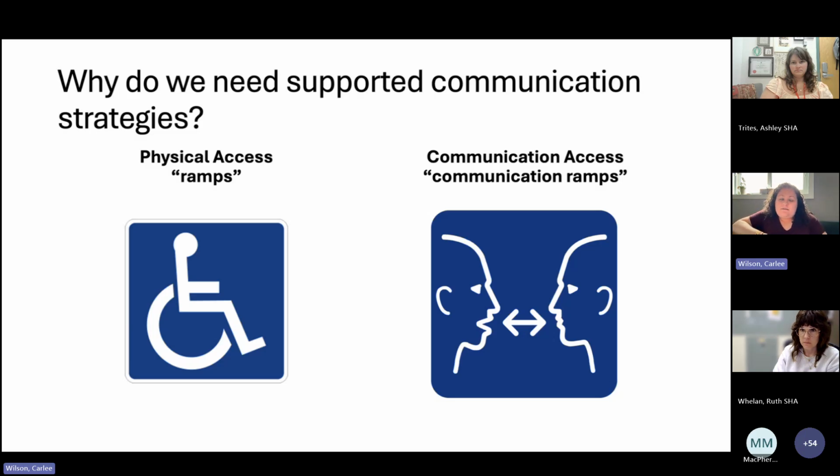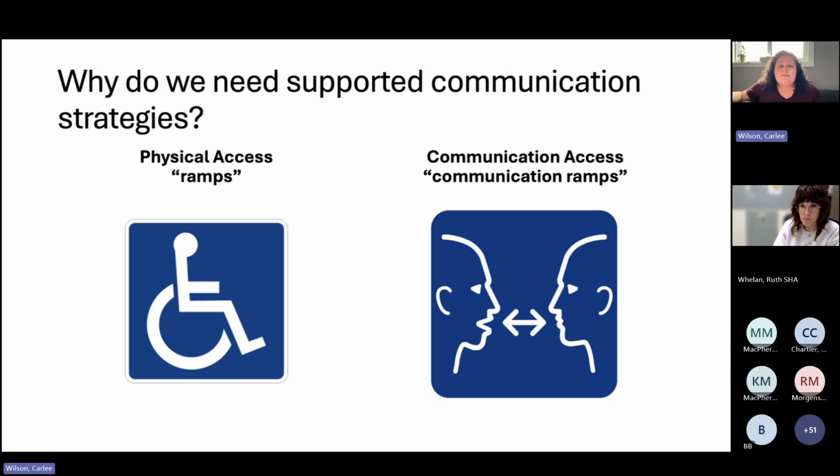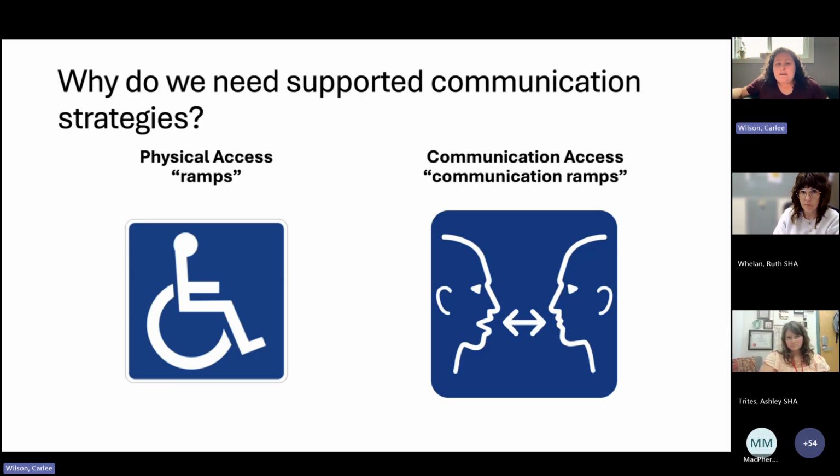And this is really what the heart of supported communication gets at, is providing these abilities for people with communication challenges to be able to participate in their everyday. So just like physical access ramps have helped not only people who use wheelchairs, but people who might be mobility challenged or people who are pushing a stroller, communication ramps can really support everyone's understanding and ability to communicate with each other.